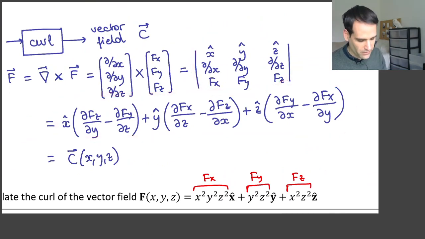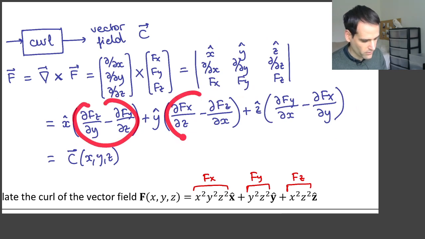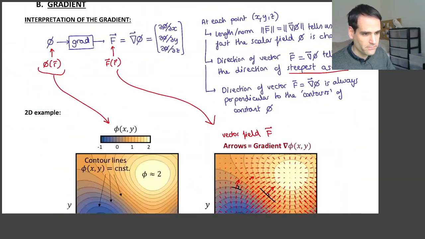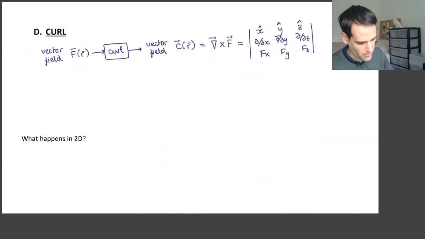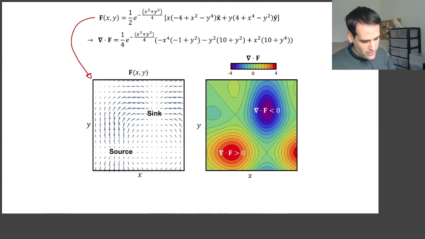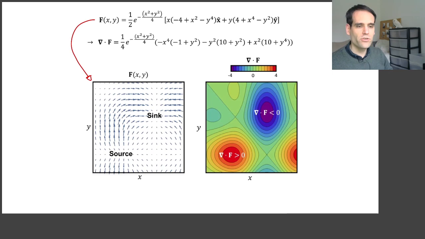So it is a vector field because it has an x hat component, a y hat component, and a z hat component, which depends on x, y, z. Okay? So coming back here, we know how to calculate it. But now the question is, how does it look? Remember that with the divergence and with the gradient, I showed you examples, but these examples were in 2 dimensions, because in 3 dimensions, it's not very pretty to draw vector fields. They look very ugly, okay?